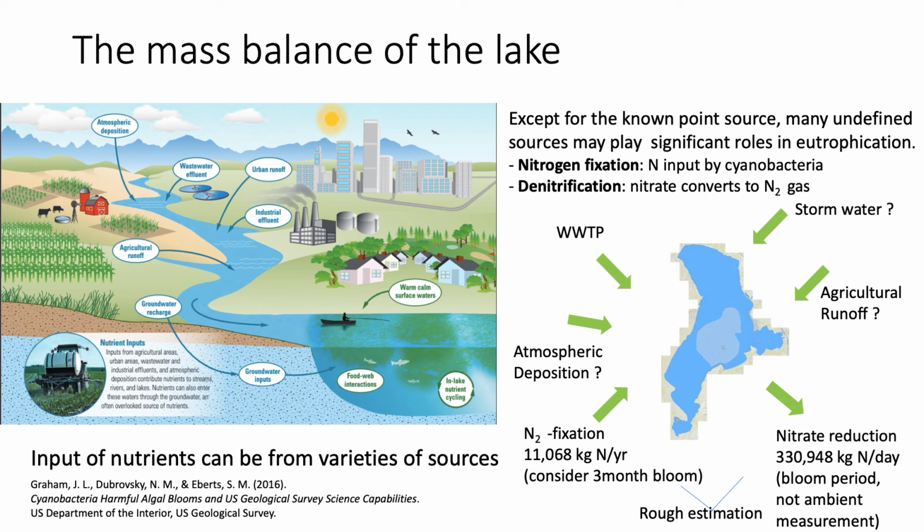Another way of input and output could be nitrogen fixation, which we measured for Utah Lake. The estimate could be around 11,000 kilograms of nitrogen per year, considering just the 3-month bloom period. And for the nitrogen reduction, it could convert nitrogen compounds to nitrogen gas and release it back to the atmosphere.